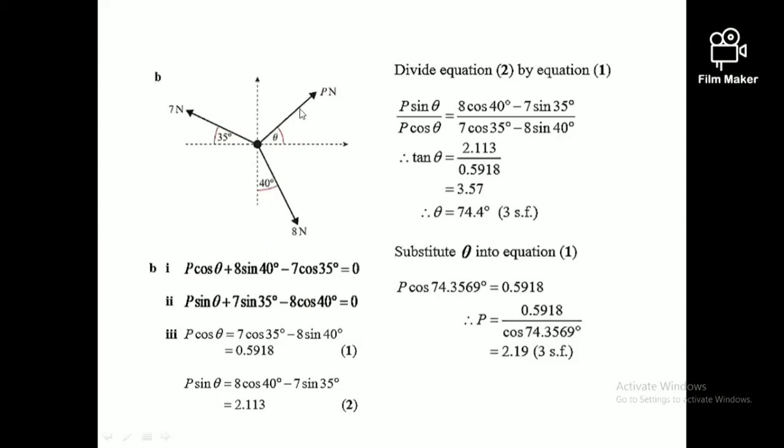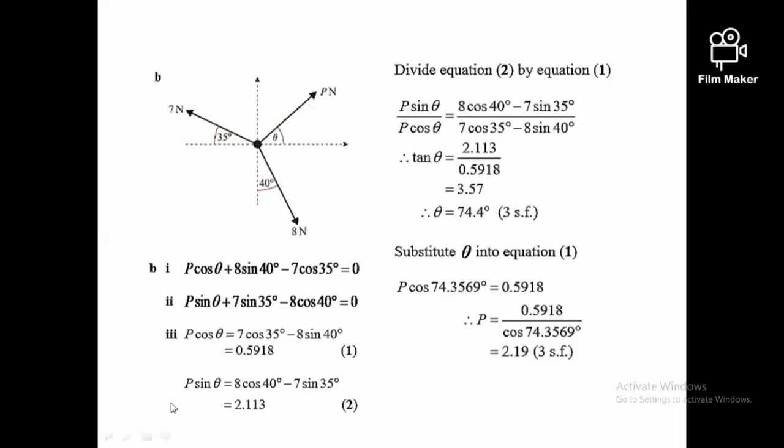If I repeat it back, P sin theta: 7 sin 35 plus, all the things are plus values, minus 8 cos 40 equals 0. Then from this equation, if I take P cos theta, it is equal to 0.5918 by simplifying. From this equation, I can say P sin theta equals this much, right? Then this is sine and this is cos. Then I'll divide the second equation by the first equation, and you will obtain the answer.